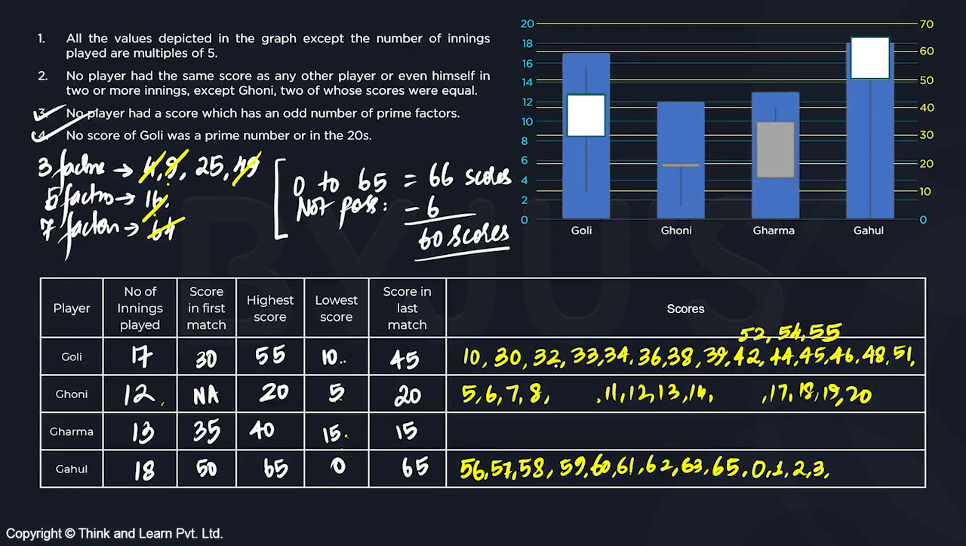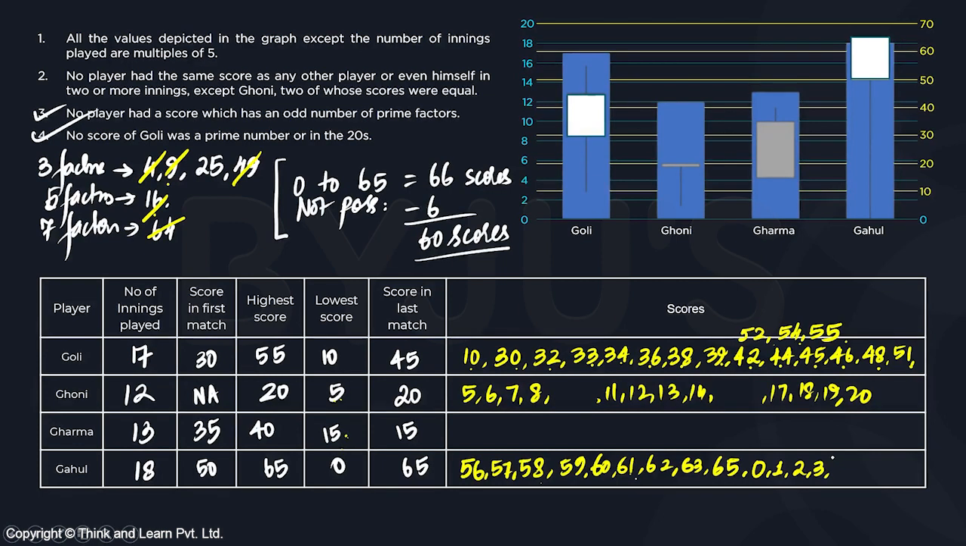Let's count how many scores Goli has. 1, 2, 3, 4, 5, 6, 7, 8, 9, 10, 11, 12, 13, 14, 15, 16, 17. So all these 17 scores of Goli are done. And all the 12 scores of Goni are done. All the 18 scores of Gahul are done. No, Gahul's 18 were not done. If I remember correctly, this was only 12 as of now.